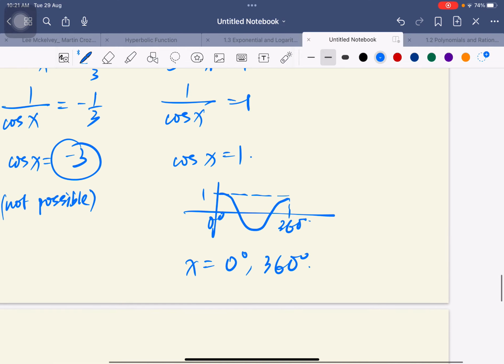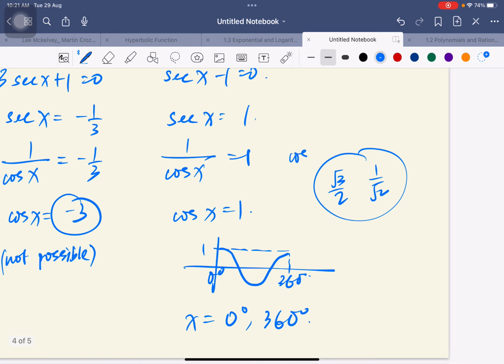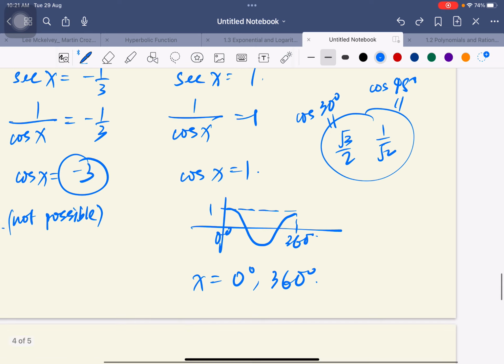For 1, for 0, for 1/2, and a few values that I asked you to memorize last week, like root 3 over 2 and 1 over root 2, these are simple values, because this is cos 30, and this is cos 45. These are very common values they will use. But if they don't use them, then you have to use your calculator to find the reference angle. But in this case, we don't have to, because this is cos x equals 1. So it's simple. We can just directly see from the graph.